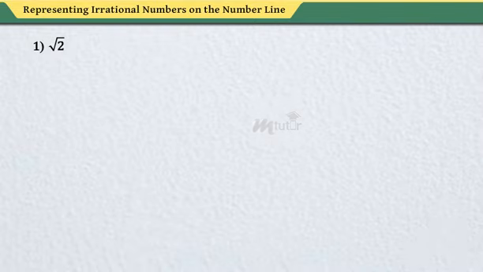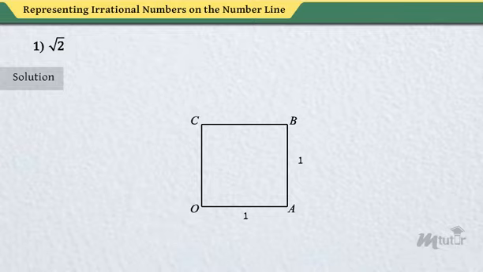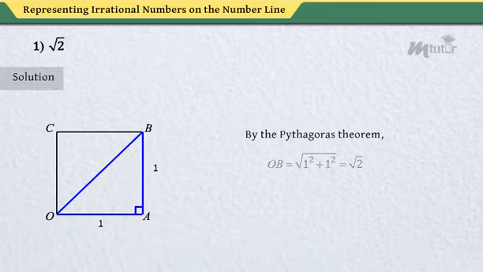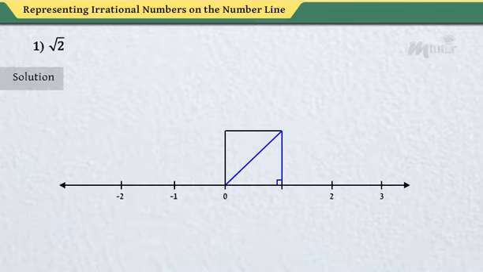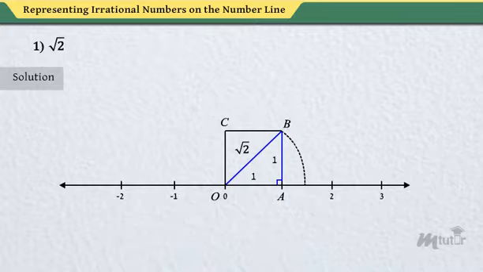Consider the irrational number square root of 2. Solution: consider a square, OABC, with each side of length 1 unit. Triangle OAB is a right-angled triangle. By the Pythagoras theorem, OB equals root of 1 square plus 1 square, that equals the square root of 2. Transfer the figure onto the number line, making sure that the vertex, O, coincides with 0. Using a compass with center O, and radius OB, draw an arc intersecting the number line at point P. Then point P corresponds to root 2 on the number line.